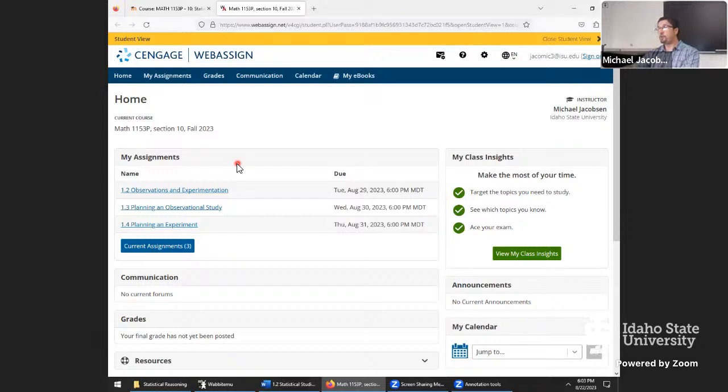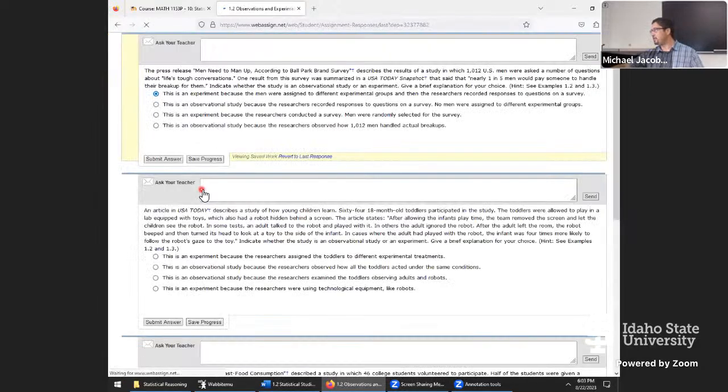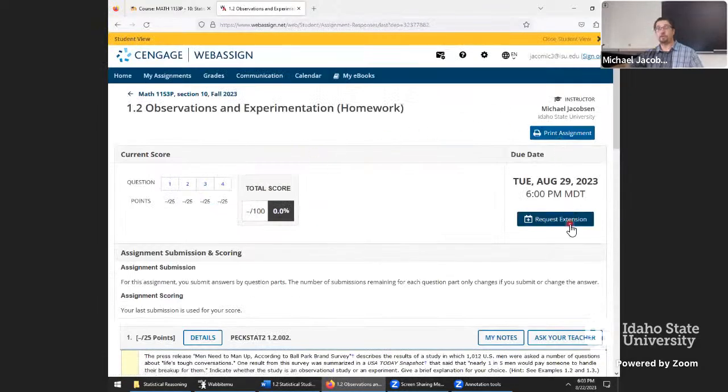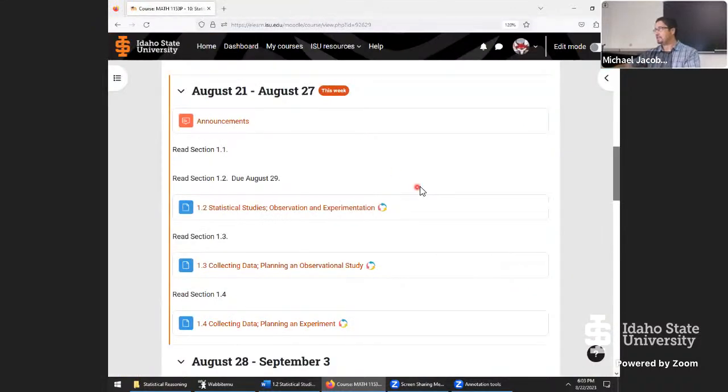Okay, I'm going to talk a little bit more about extensions, but that's probably better done once one of these goes past due. Just for a quick preview, it's really just right here, request an extension. It's done on the student side, so once you do that, I just go in and put the extension. We'll talk about it a lot more once one of these goes past due.